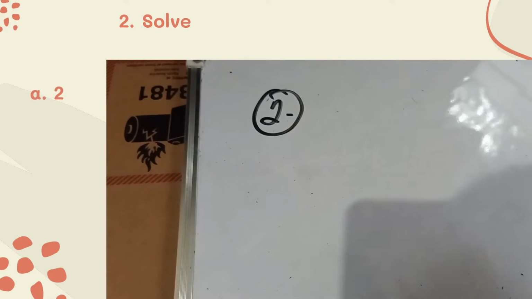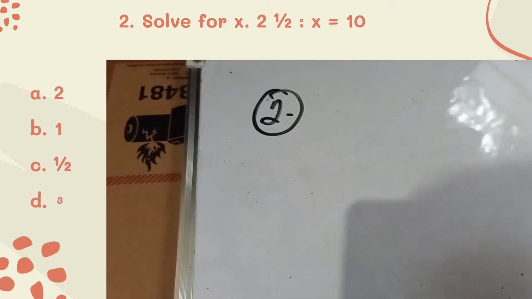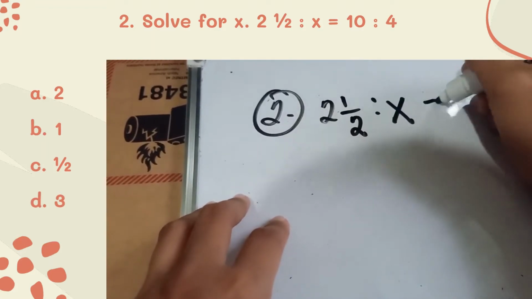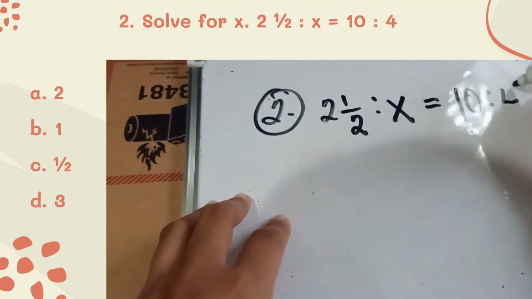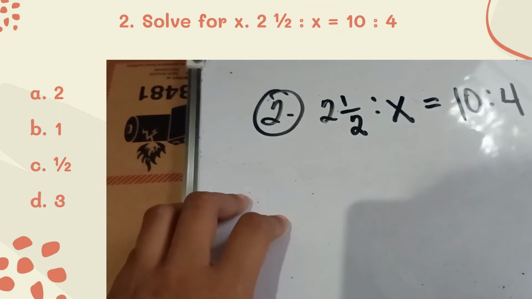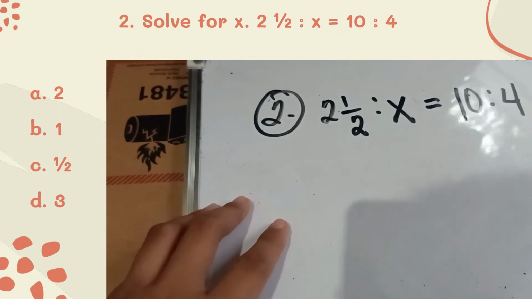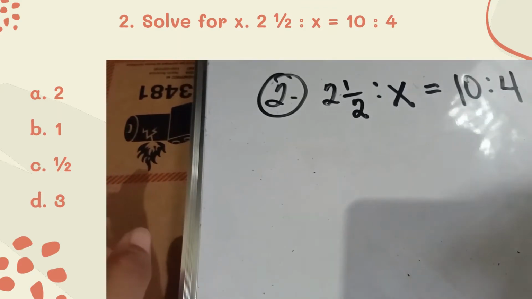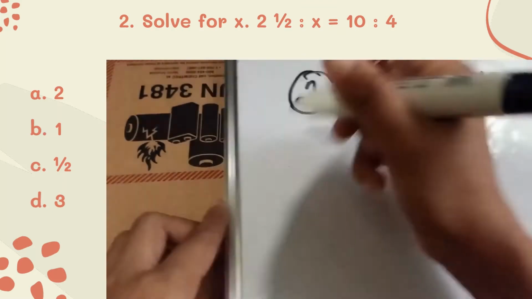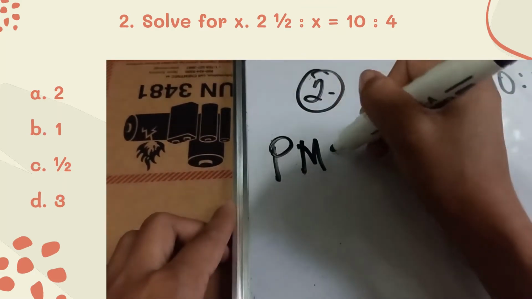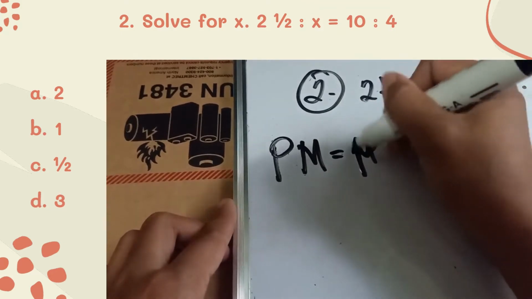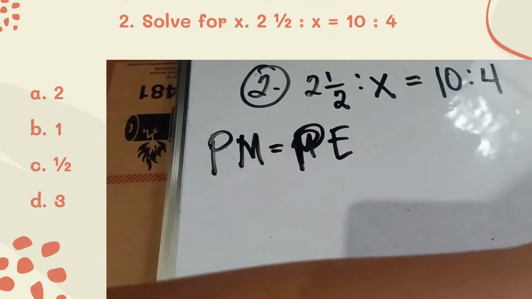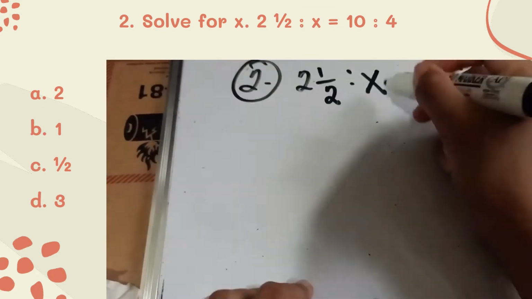Okay, problem number 2, solve for X. And the given are 2.5 is to 2x is equals to 10 is to 4. So, the choices are A, 2, B, 1, C, half, or D, 3. Okay, so ratio and proportion, meron tayong tinatawag na product of means is equals to product of extremes. Okay, so ano ang solution natin dito? How are we going to find for the X?